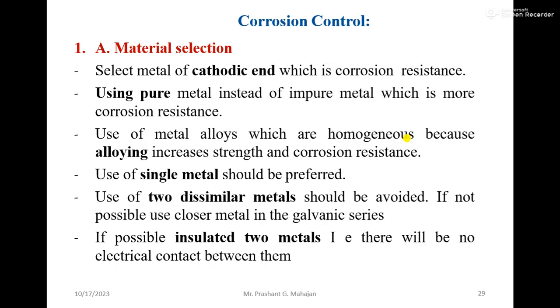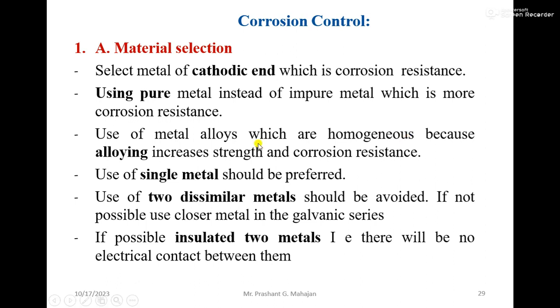So material selection. That means, as we know, galvanic series. So first thing you are going to do, use corrosion resistant metal, that is cathodic end metal. Second, use pure metal. If you are using an impure metal, then it is going to form a galvanic cell, and if it is coming in contact with the electrolyte, then there will be galvanic cell corrosion.